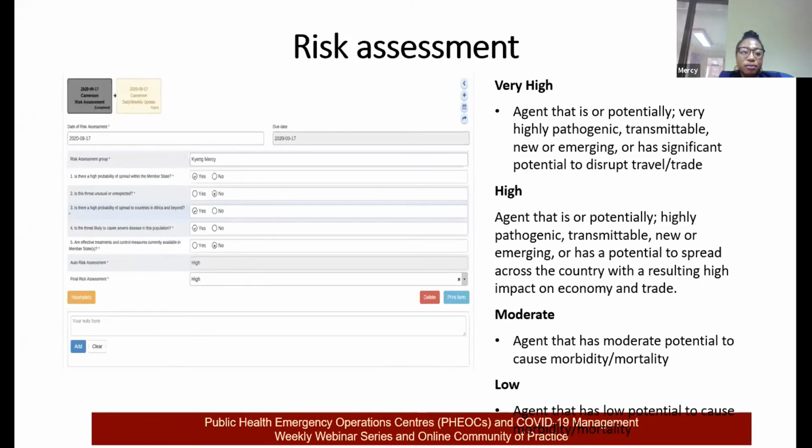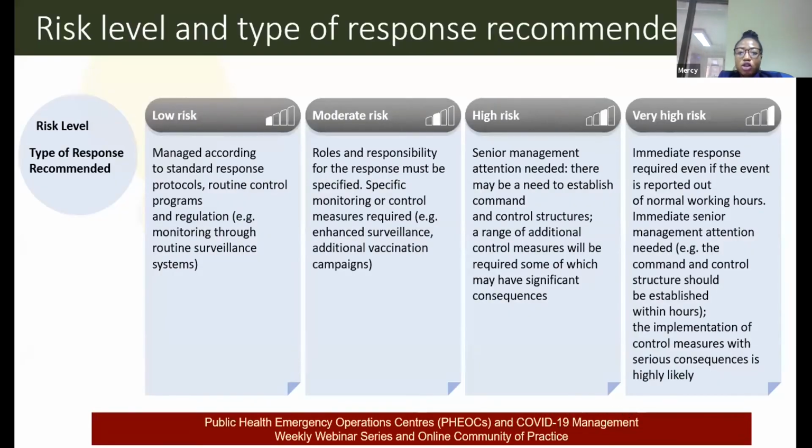Next slide, please. So I will not go into this. This is just how we classify our risk. We classify our risk into low risk, moderate risk, high risk, and very high risk after the risk assessment is conducted. Next slide, please.